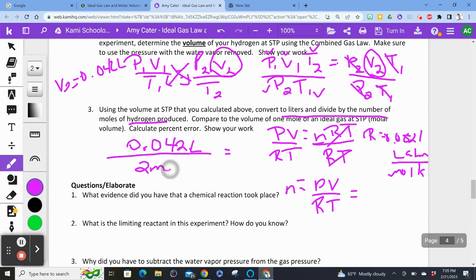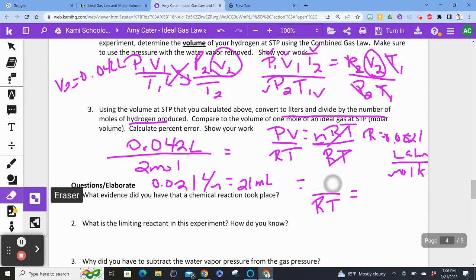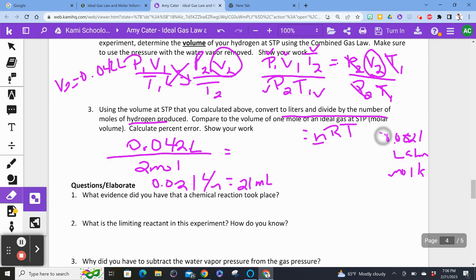Say that comes out to be 2 moles. There we go. So if I have 2 moles of hydrogen, I divide that into my volume of 0.042 liters. That means I get 0.021 liters per mole, which is 21 milliliters. Okay. And then I want to compare that to the molar volume constant at standard temperature and pressure, which is 22.4 in 1 mole.